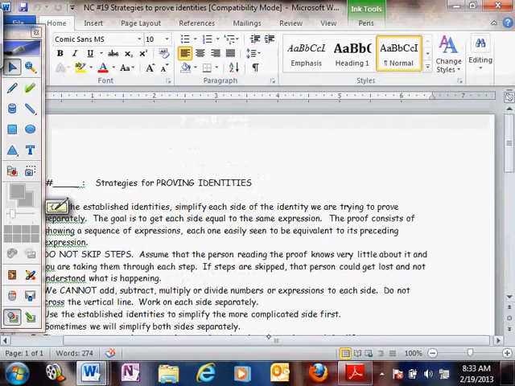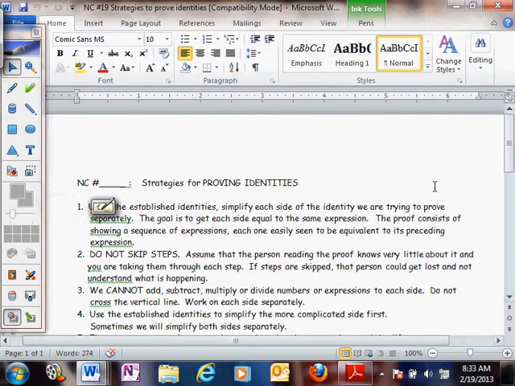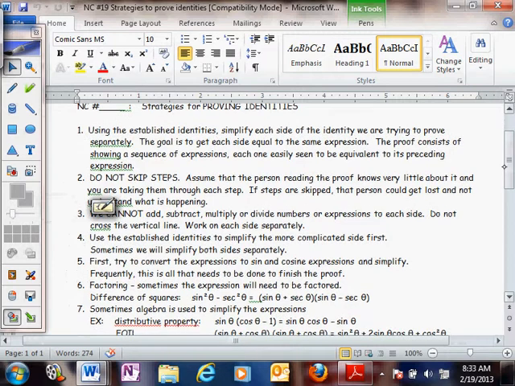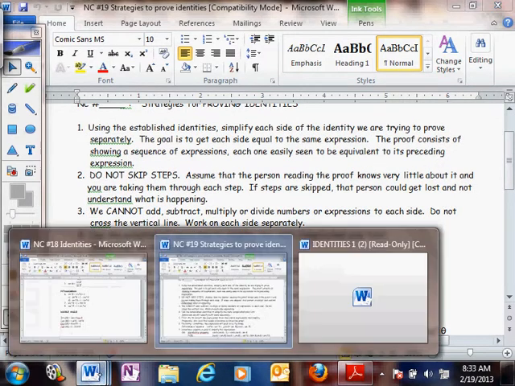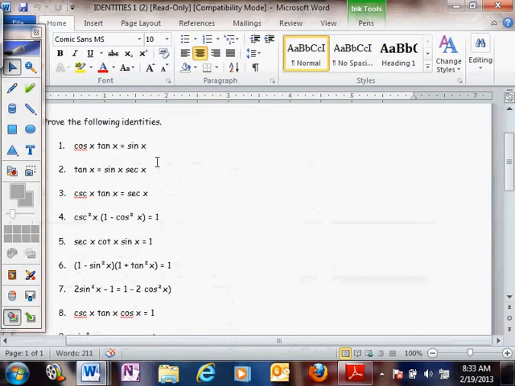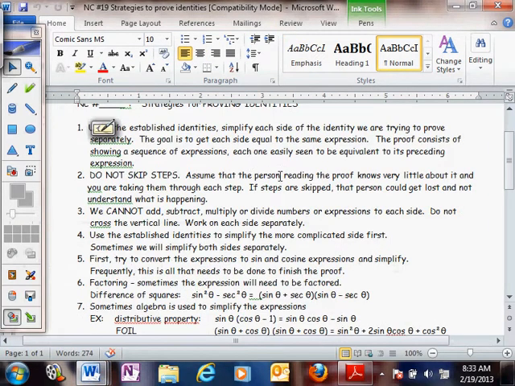Some strategies for proving identities. Before I talk about the strategies, really quick, let me show you what I'm talking about by proving an identity. This one, number 1 here, says cosine x times tangent x is equal to sine x. What we're going to do here is take one of these sides and use those trig identities on the first note card I showed you today, and try to convert that and make it look like the other side. Now let me show you some strategies to do that.